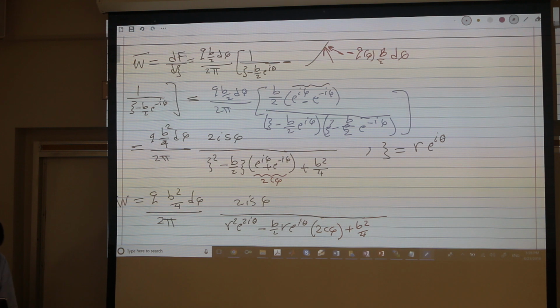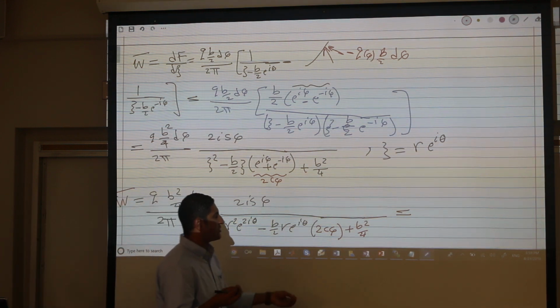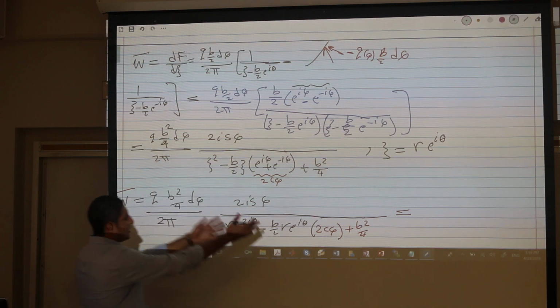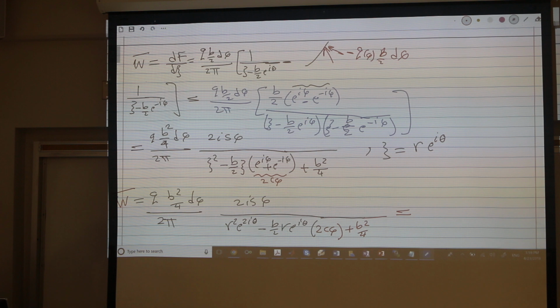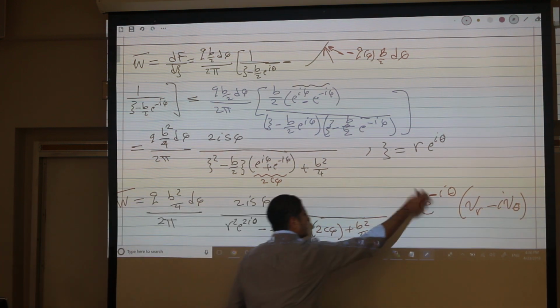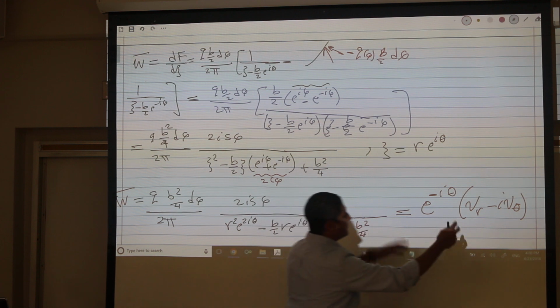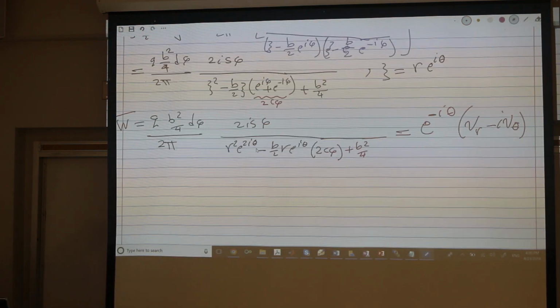Okay, this is the complex potential, and at the end of the day I need the radial and tangential. It depends on what you need. If you need the u and v, real and imaginary, then try to get this in real and imaginary. But what I need is radial and tangential. Well, this is written in terms of radial and tangential as e to the negative i theta times v_r minus i v_theta. So I need to create e to the negative i theta, and whatever is left, I will get its imaginary part. This is v_theta that I'm looking for.